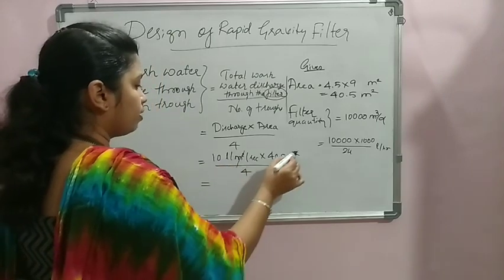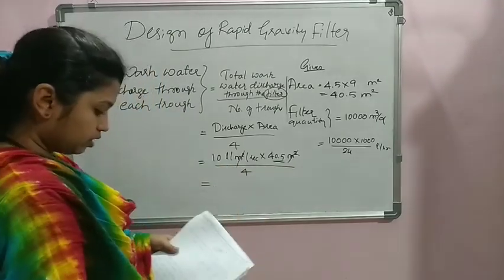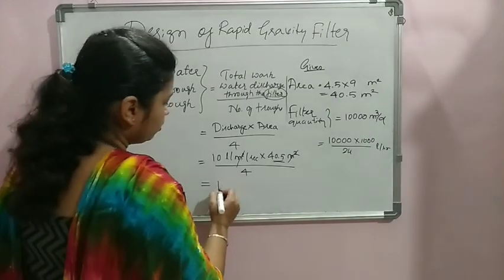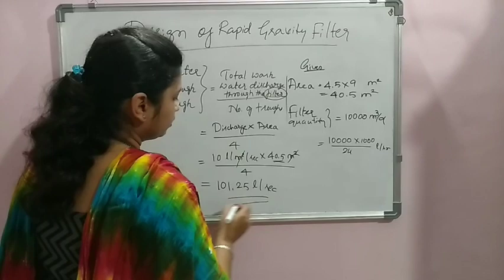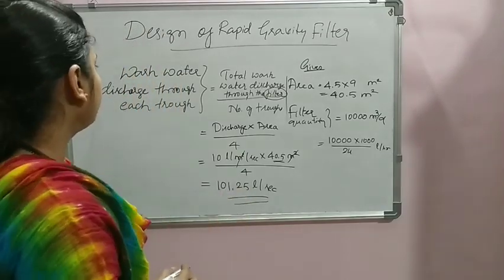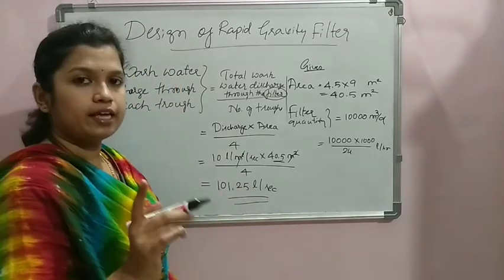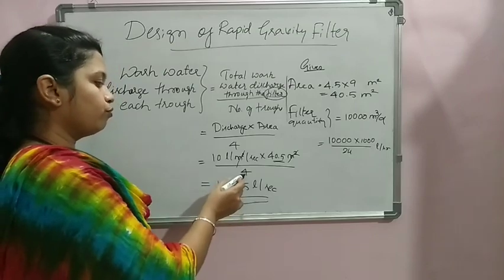So the meter square gets cancelled. Answer comes to be 101.25 liters per second. So this is the amount of the wash water that is discharged through each trough, because we have divided among 4 troughs.